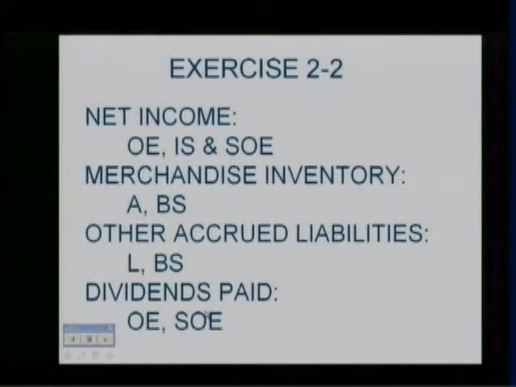Here's one that's confusing. Dividends paid. Dividends are monies that are given to investors, people who have bought stock, in return for letting the company use those funds. So it's paid out to an investor. So it shows up in the owner's equity account because it's a deduction from their revenues. It also shows up in the statement of owner's equity because it's something that's been paid out to the owners.